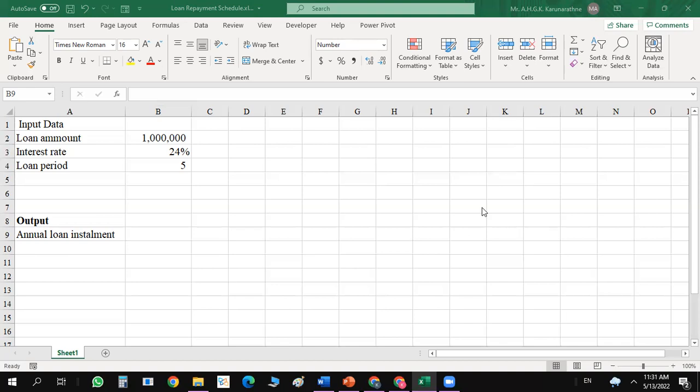Any idea? Loan installment is a very simple concept, right? It's basically time value of money. Hansika, no idea. Then Nusrat, definitely you have already studied, right? I think you have studied time value of money.